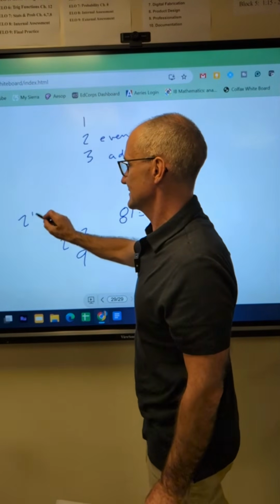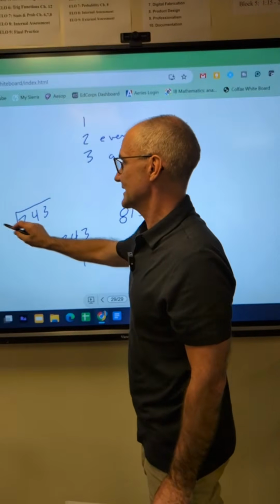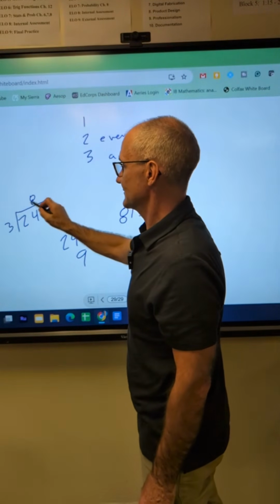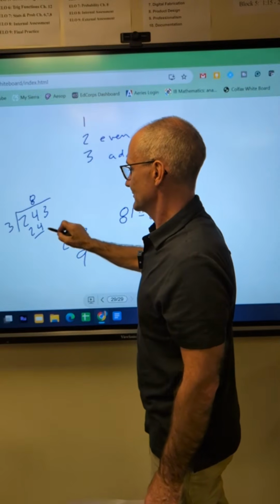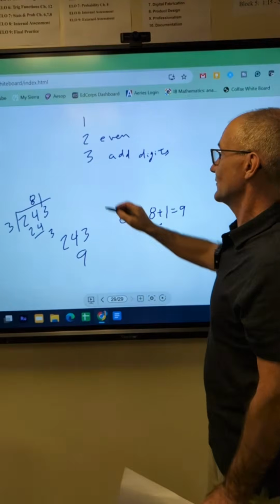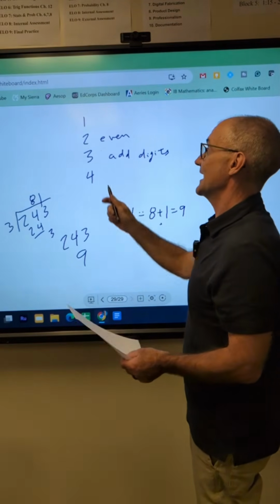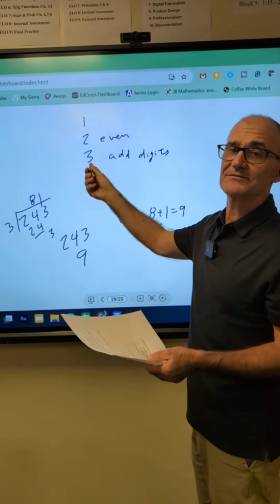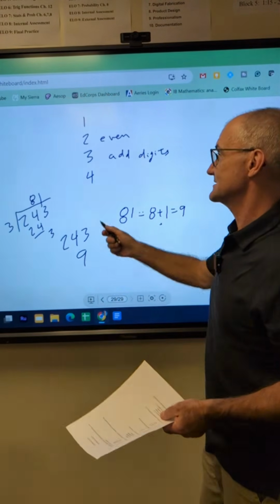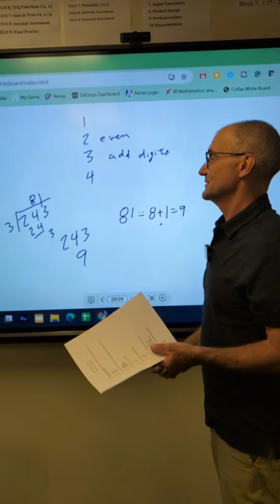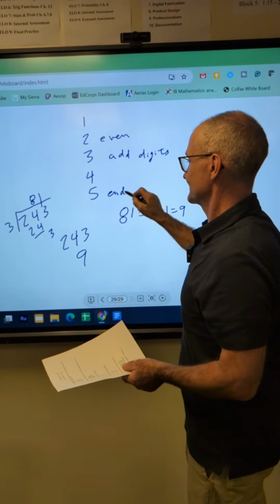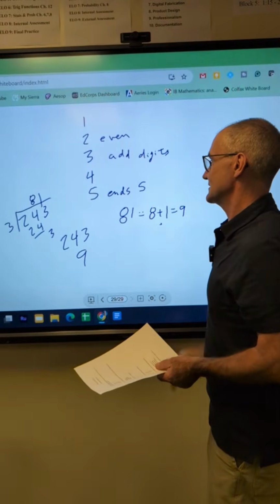You can see it here. 243 divided by 3. 3 goes into 24 8 times. Give me 24. Bring down the 3, 81. For 4, I cut it in half, and then I cut it in half again. If I could cut it in half and cut it in half again, then it's divisible by 4. For 5, it ends in a 5 or a 0.